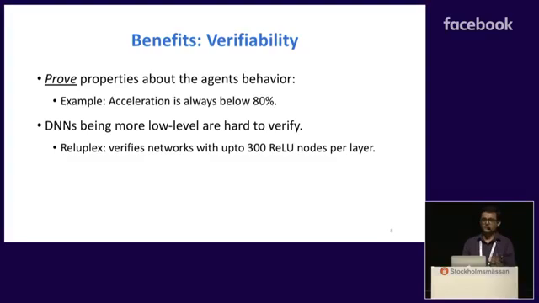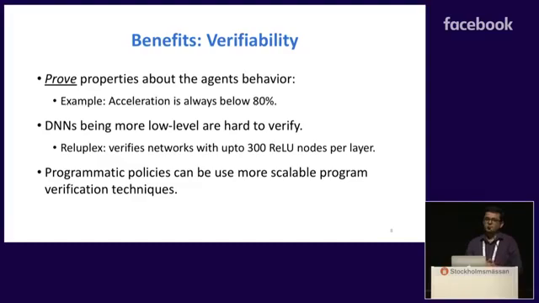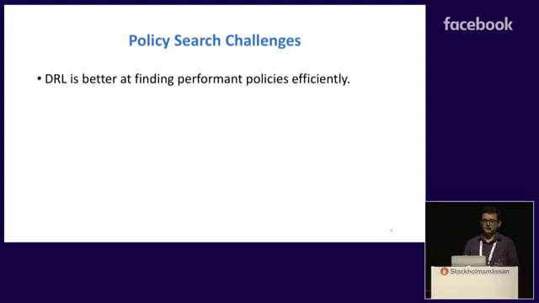In contrast, programmatic policies can use more scalable program verification techniques, primarily because it's easier to verify them since they represent the policy more compactly. But it's not all a garden of roses. One of the issues is the policy search challenge. Now, all of RL deals with this issue. How do you search for a policy efficiently?